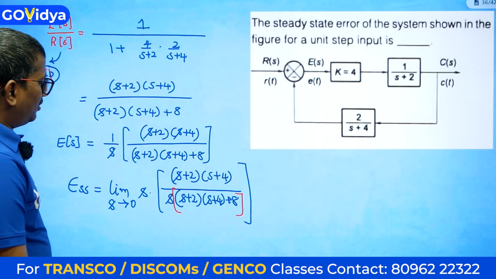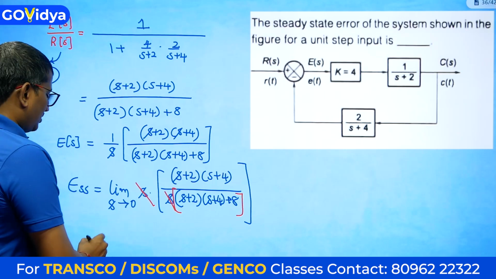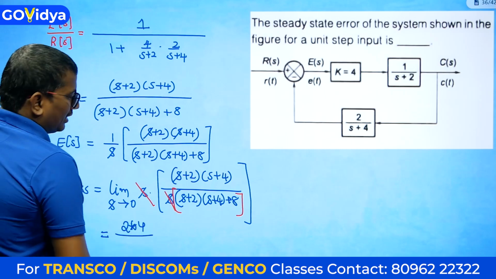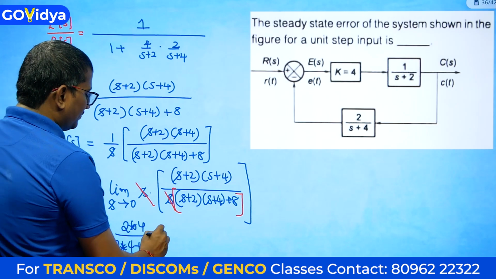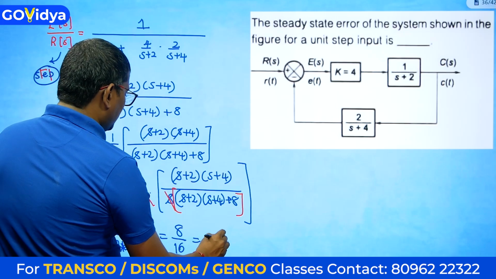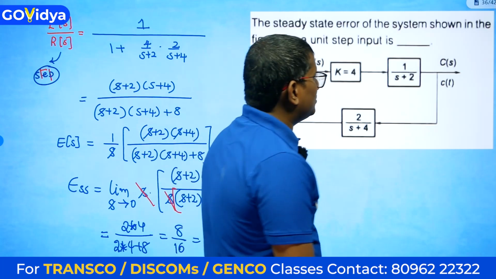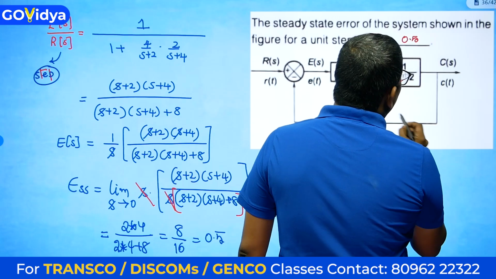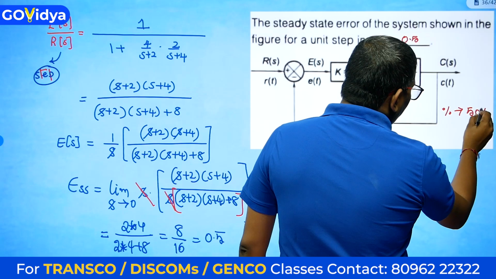Correct na? Now just cancel this S, because it is a type 0 system. Now put S equals to 0 wherever S is there. 2 into 4 divided by, what else is left? 2 into 4 plus 8, which is nothing but 8 by 16, which is nothing but 0.5. Therefore, steady state error is, they have not mentioned the percentage, so we have to write 0.5 only. Suppose they very specifically mention percentage, then what is your answer? If it is percentage, then it will be 50%.